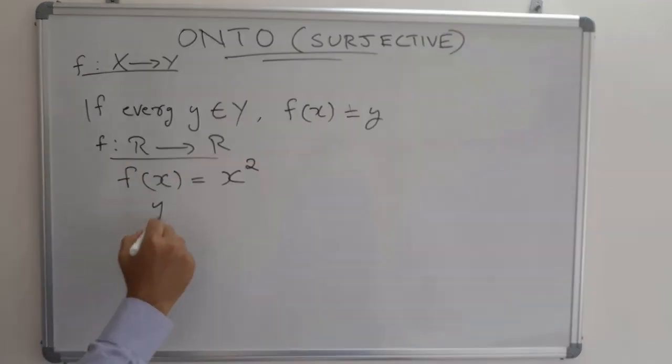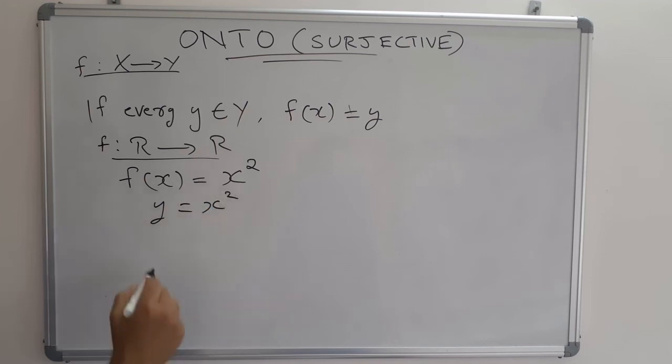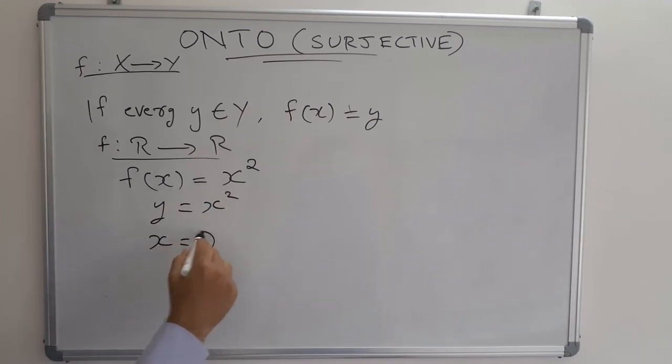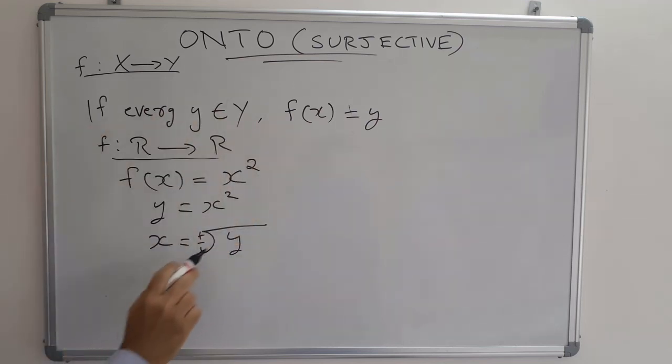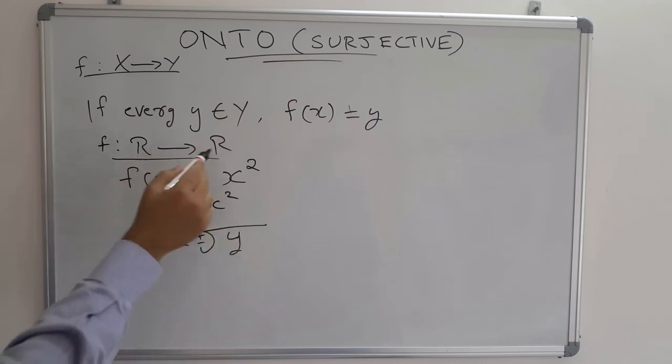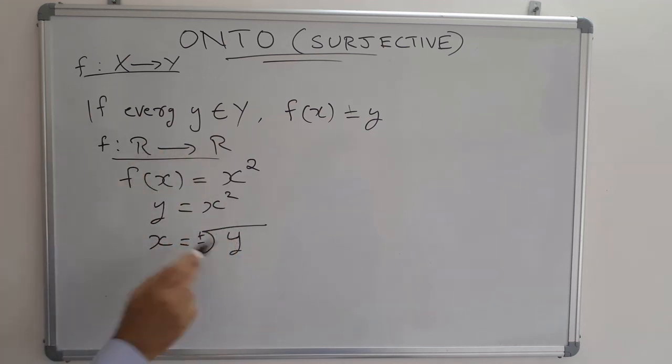So what is y? Y is equal to x square. And what is x? X is equal to root of y, or plus or minus root of y. Okay. So do you think that if we put this x in the function definition, we'll get y? Many may think that, but see, this y is from the second set of this function. So y can be any real number. Just see, y can be any real number. Y can be a negative number also.